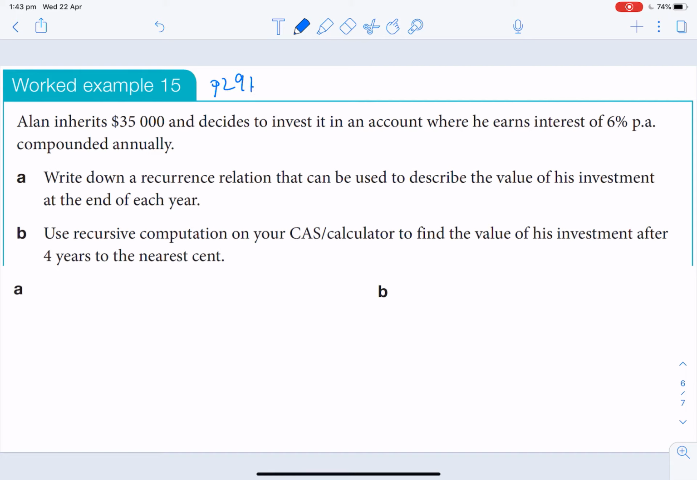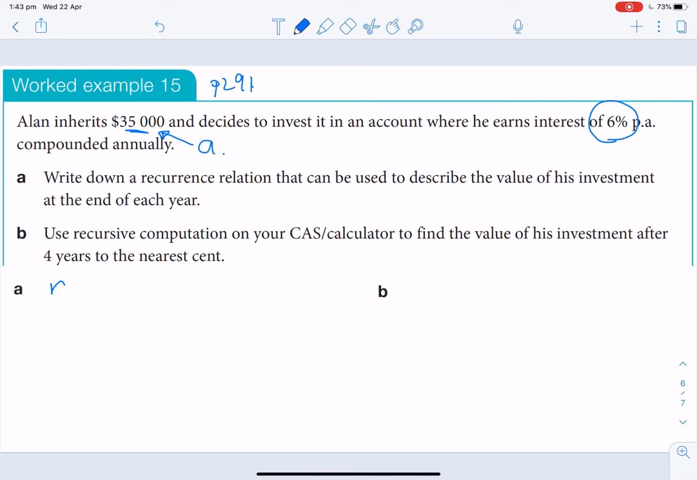All right, Alan inherits $35,000 and decides to invest it in an account where he earns 6% per annum compounded annually. All right, 35,000 is my A value. I've got a 6%. Write down a recurrence relation that can be used to describe the value of his investment at the end of each year.